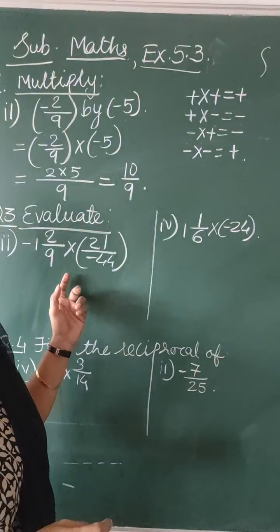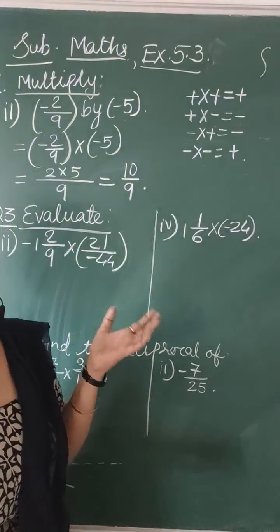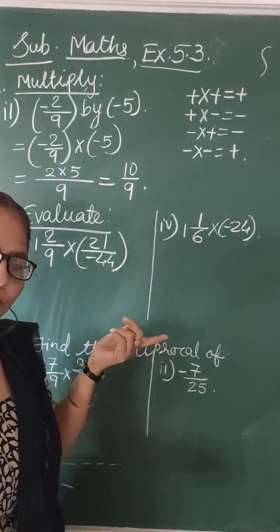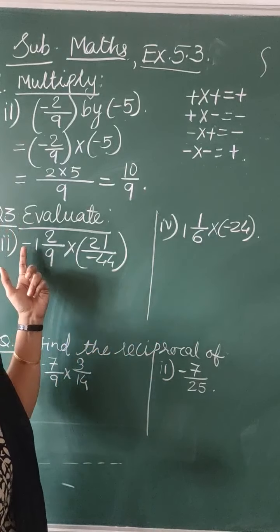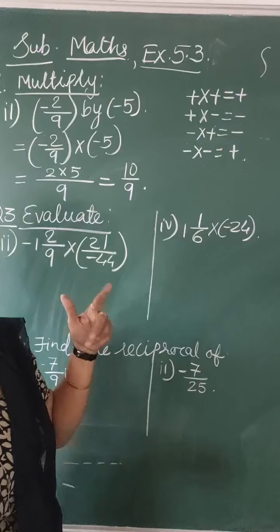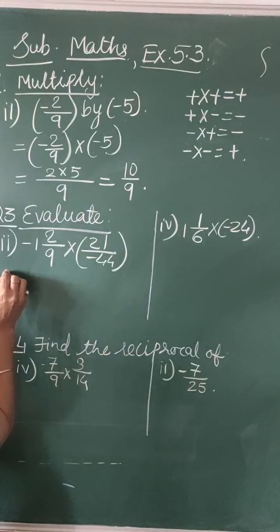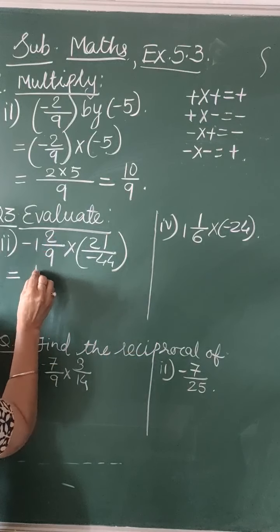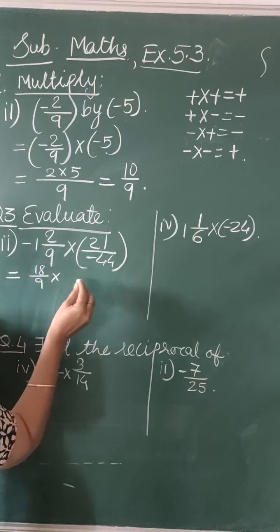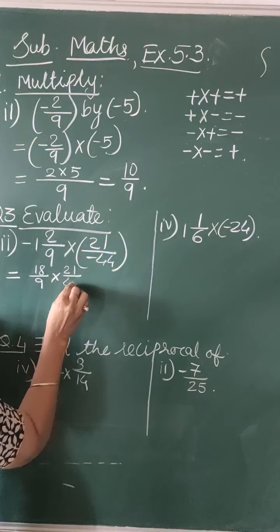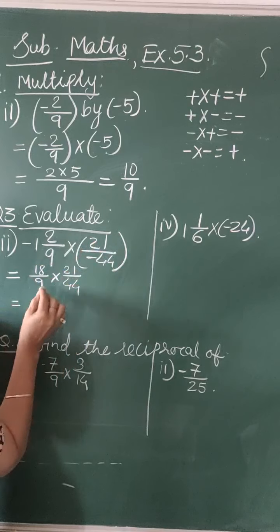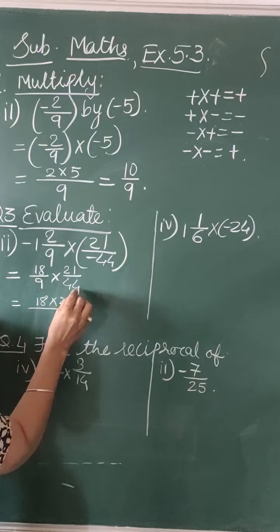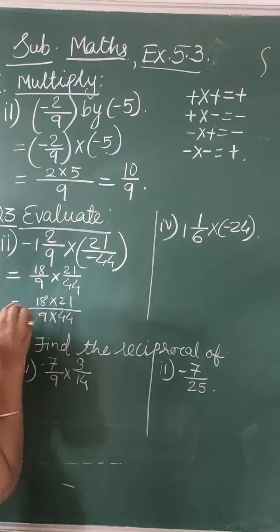Now let's see the second heading, evaluate. But you can see here also you have to multiply. Now you know if there are mixed numbers, you have to convert them into improper. And again here a minus sign is there and here also minus. So minus into minus is plus. Now let's simplify this. 9 9s are 9, 9 2s are 18. So what you are getting? 18 by 9 into 21 by 44. Okay. Now you have to multiply numerators and multiply denominators. Denominator to denominator is 9 into 44.